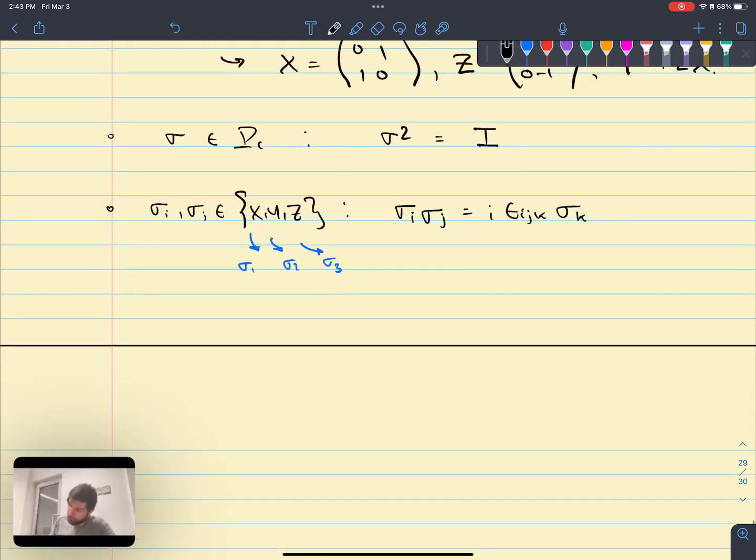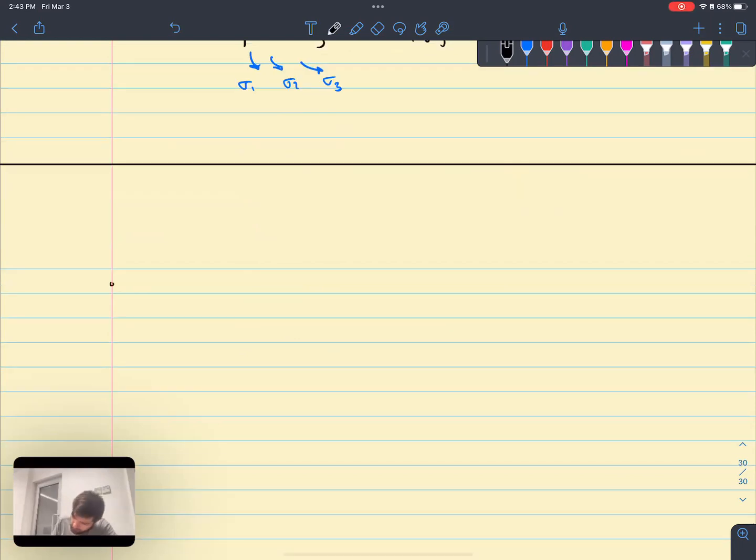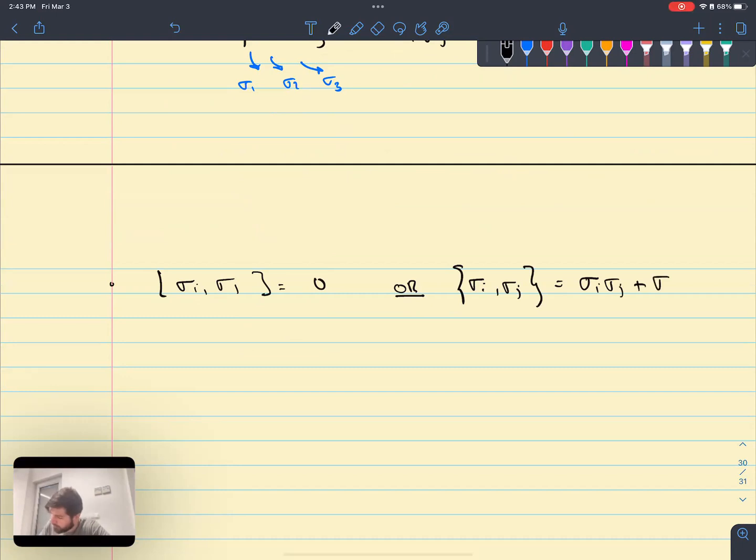A third one is that they either commute or anti-commute. So you have that either the commutator of sigma i and sigma j equals 0, or you have the anti-commutator, sigma i sigma j plus sigma j sigma i, equals 0. So either they commute, and the left-hand side should be more or less familiar, or, for the right-hand side, which you may or may not have seen, this is the anti-commutator. And so the Pauli matrices either commute or they anti-commute.